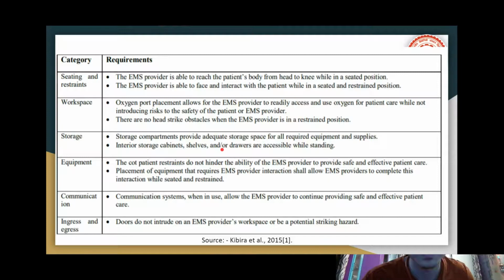Right. So what they did was they broke down the interior design into several categories, and they identified for each category what its perfect requirement was. So, like in this category of seating restraints, they say that the EMS provider is able to reach the patient's body from head to knee. EMS provider is able to face and interact with the patient.